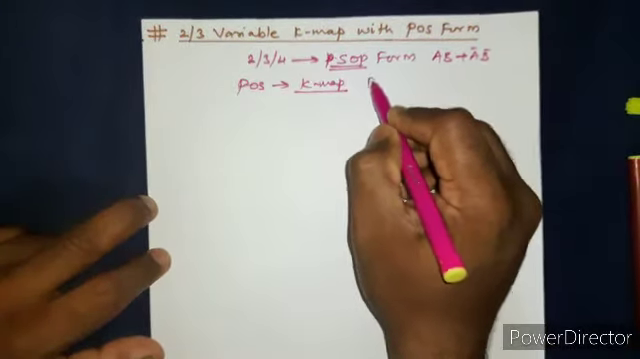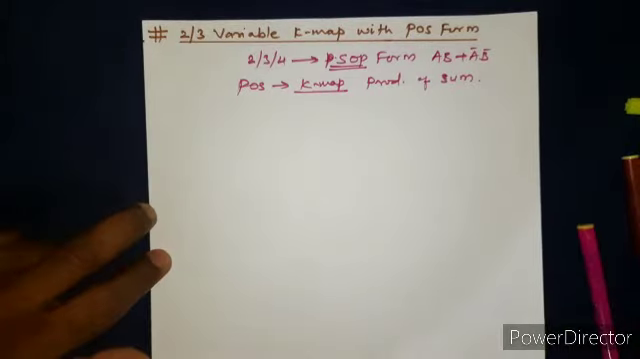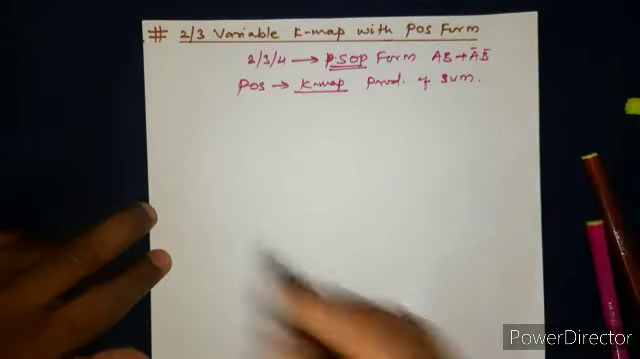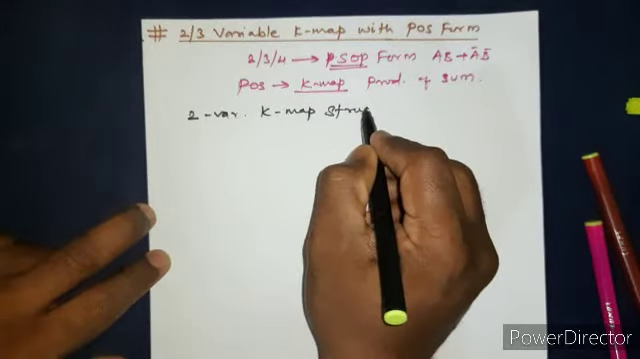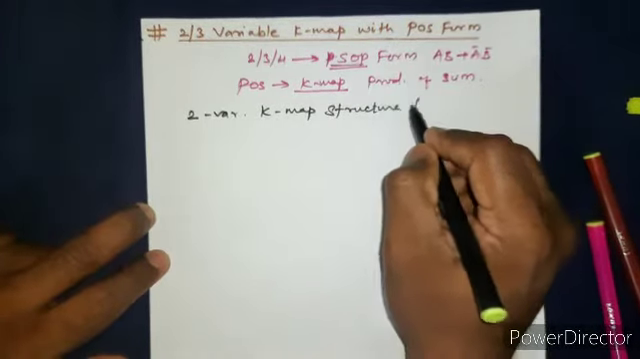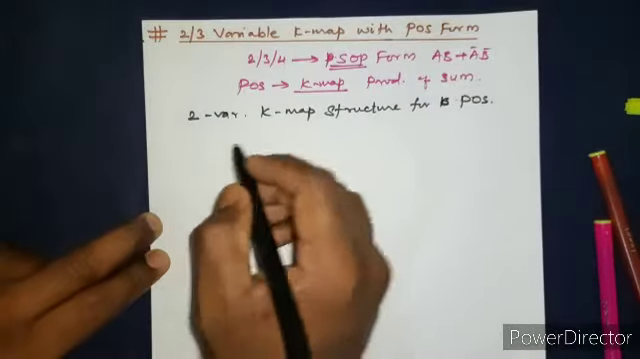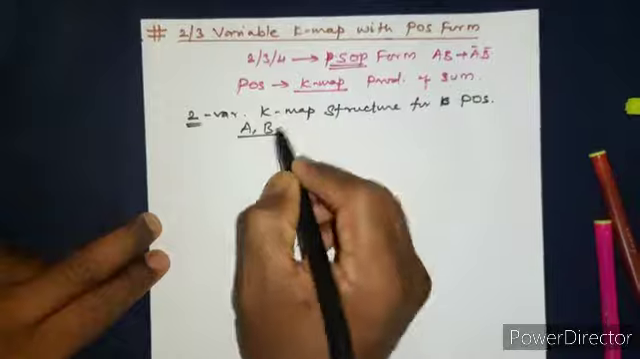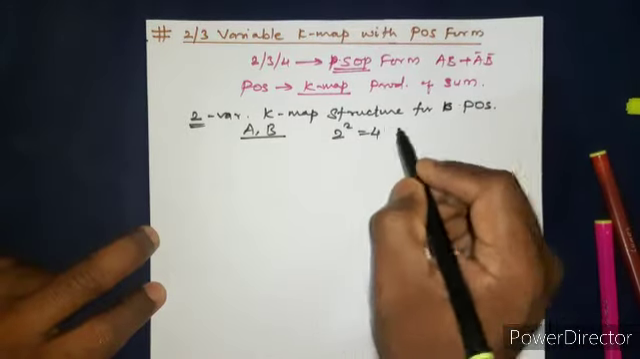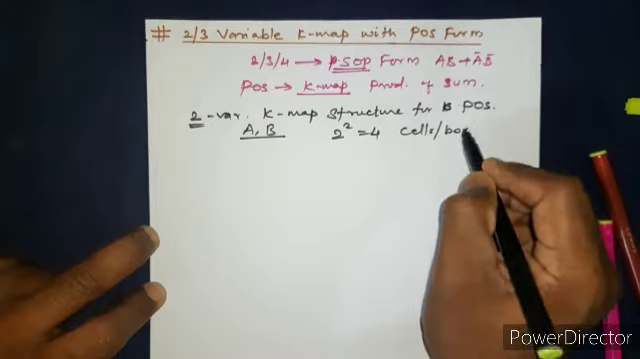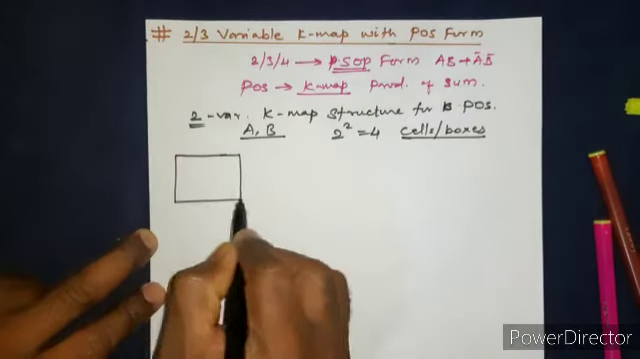Okay, so POS here means product of sum. Let's consider this two variable K-map structure for this POS, where with two variables we'll consider only two literals A and B. 2 raised to 2 is 4, so we will have 4 cells or 4 boxes here. So a very rough diagram if I draw it.